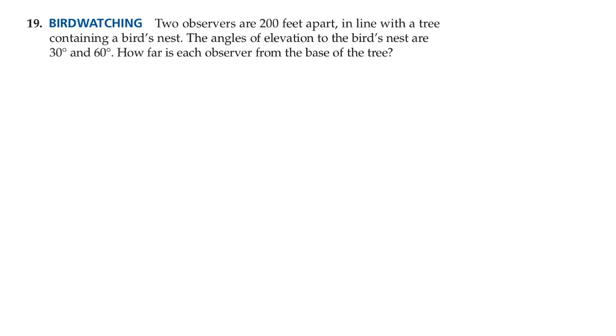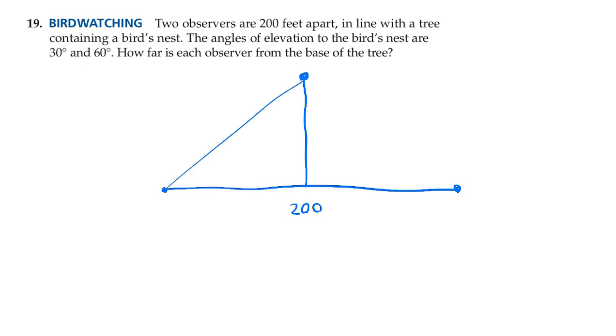Okay? See, bird watching. Two observers are 200 feet apart, okay? Got it. They're dots. That's how we represent things in geometry, right? So we started with day 1. So 200 feet apart, in line with a tree containing a bird's nest. So we've got a tree, and there's the bird's nest. That's another point. The angles of elevation to the bird's nest are 30 and 60. So one's 30 degrees up, and one's 60 degrees up. How far is each observer from the base of the tree?